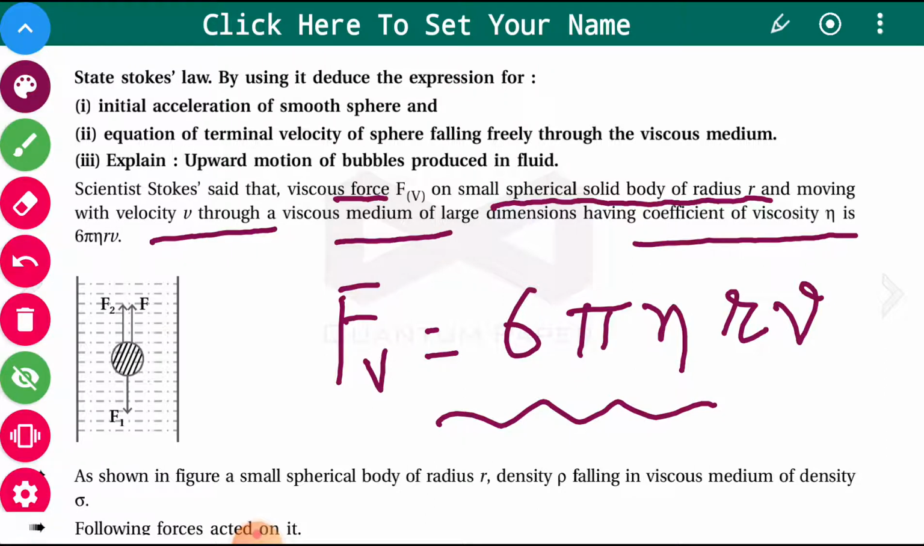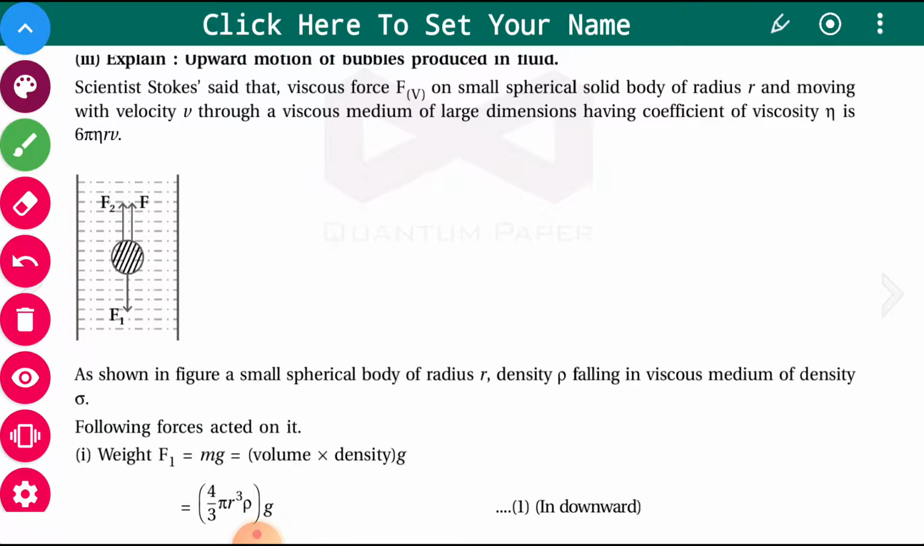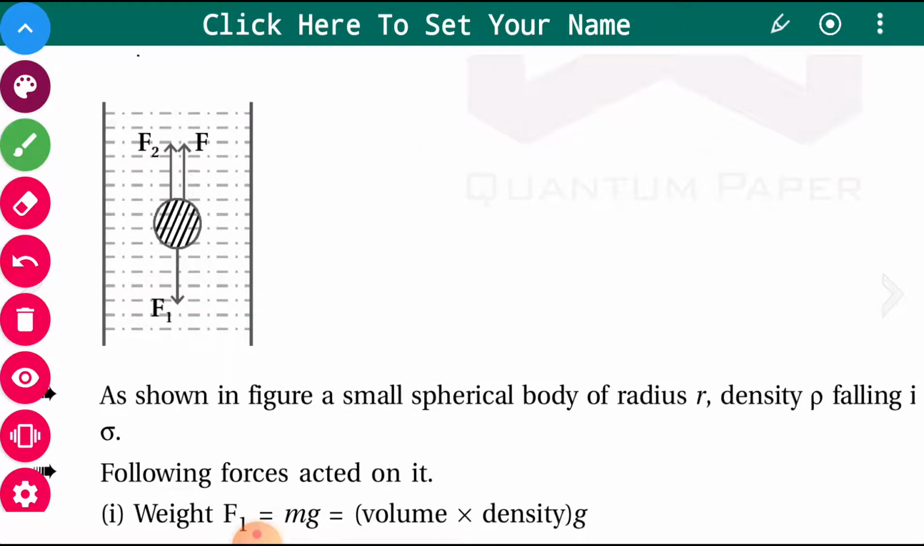Now see, we try to understand this. Say for example, this is a small spherical solid body and it is moving in the viscous medium. One force, that is mg, is in the downward direction, the buoyant force will be in the upward direction, and the viscous force, that is a resistive force, is also in the upward direction.